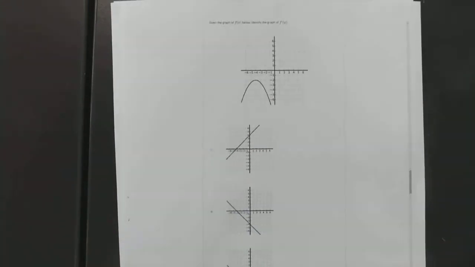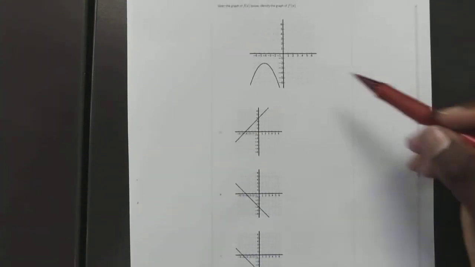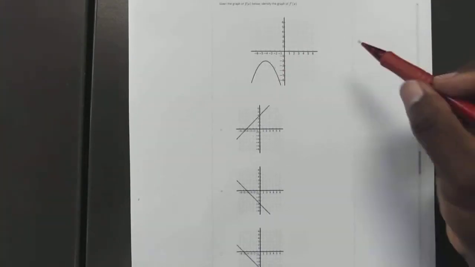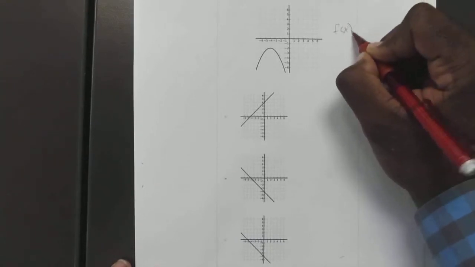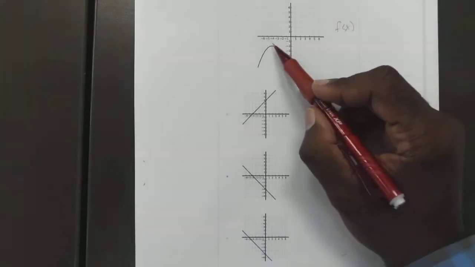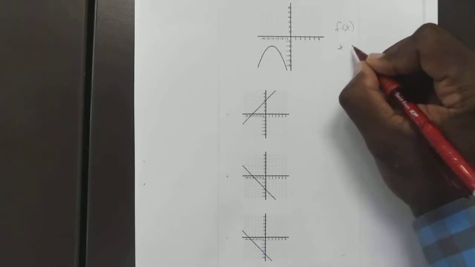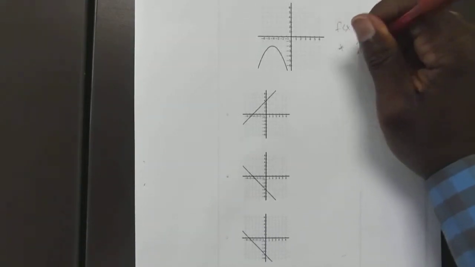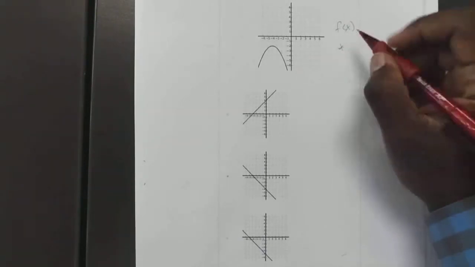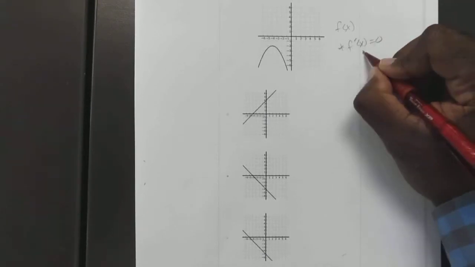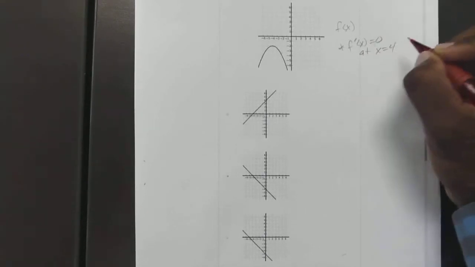All right. Now with this one, they want you to identify the graph of f prime of x. So if this is your original f of x, the first thing you want to do is always look for where the slope is equal to 0. So you know it's 0 at negative 4. Not x equals 0, f prime of x equals 0 at x equals negative 4.